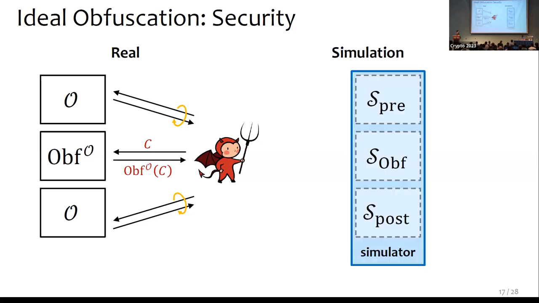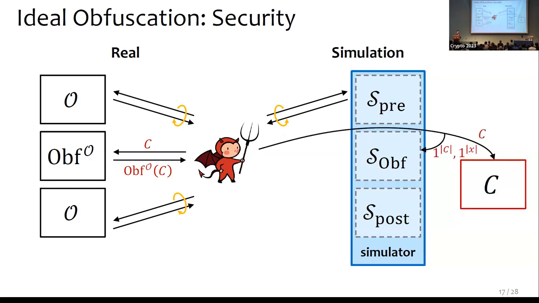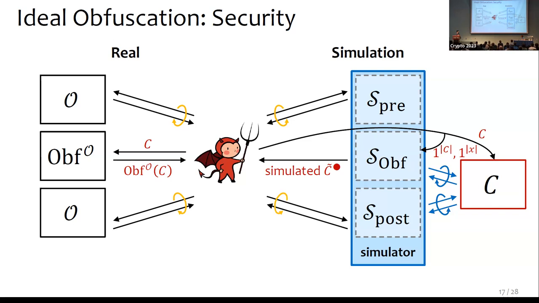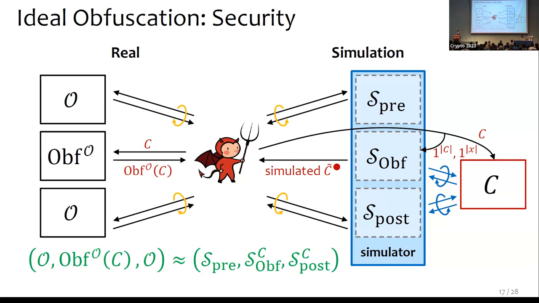In the simulation, everything is handled by the simulator. It handles the pre-obfuscation interaction with the idealized model. And when the adversary chooses the circuit to be obfuscated, we create a black box of the circuit and give the circuit size and its input size to the simulator. From this point, the simulator can interact with the black box of the circuit and use it to produce the simulated version of the obfuscation. Also, it has to handle the post-obfuscation queries, for which it can also interact with the circuit in black box in order to produce the response. And the requirement is, of course, that the real world is indistinguishable from the simulated world.